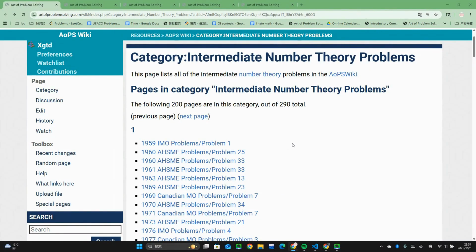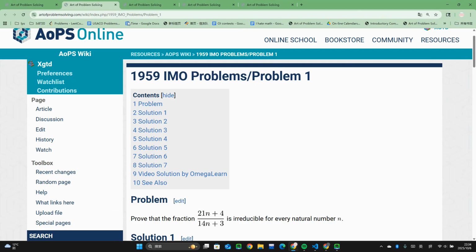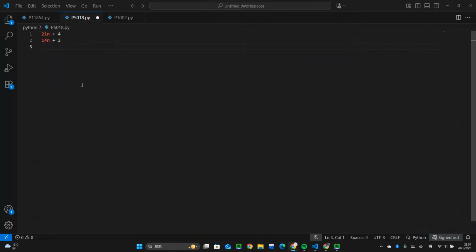Okay, hello guys. Today we're looking at some intermediate number theory instead of geometry now. The first problem is the 1959 IMO problem 1. We have to prove that this fraction is irreducible for every natural number. So if we look at this fraction, basically we're trying to prove their GCD is equal to 1, right?